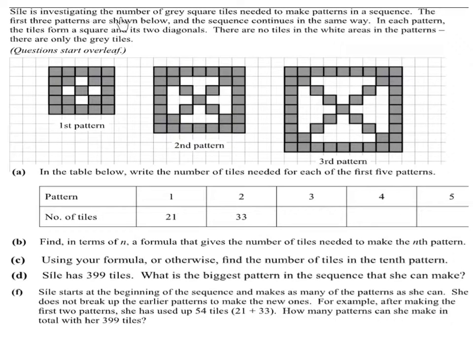Sheila is investigating the number of grey square tiles needed to make patterns in a sequence. The first 3 patterns are shown below: first pattern, second pattern, third pattern. And the sequence continues in the same way. In each pattern, the tiles form a square and its 2 diagonals. So here's the square, there's the diagonals.